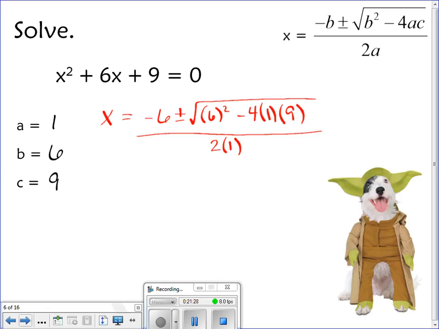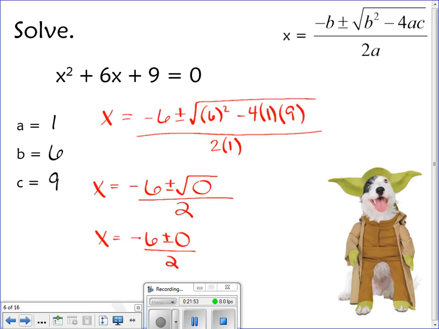Whoa. You got nothing? It is 0. So negative 6 plus or minus the square root of 0 all over 2. Can I simplify the square root of 0? What's the square root of 0? It's 0. So x equals negative 6 plus or minus 0 over 2. If I don't have a radical, can I keep going? Yeah, remember with completing the square, if there was no radical, you actually went further and told me the answers.